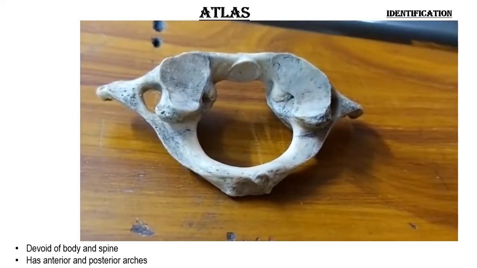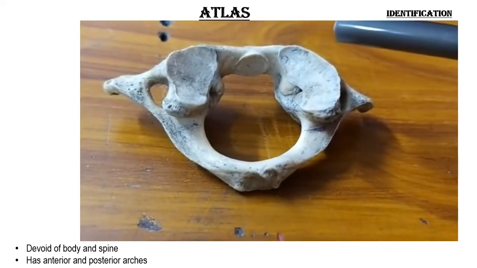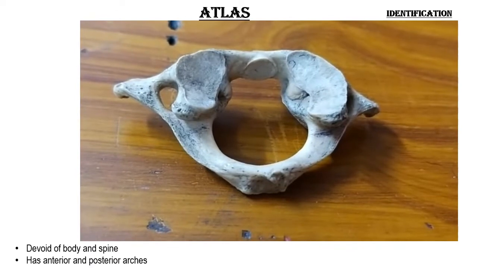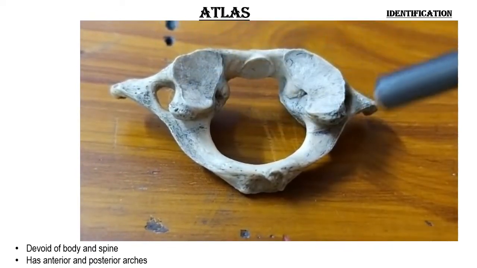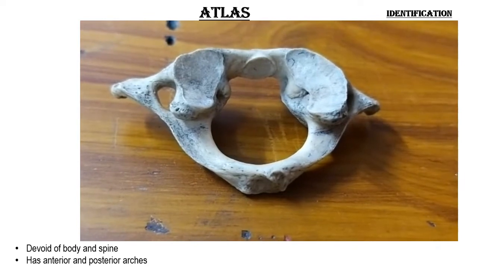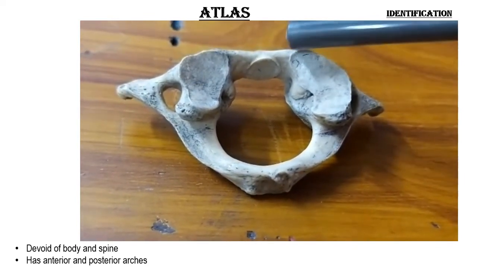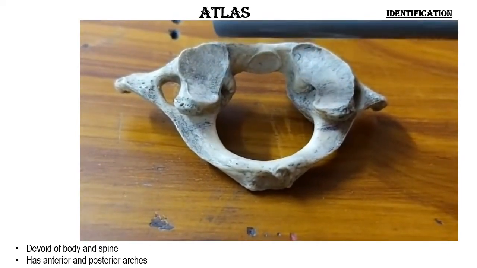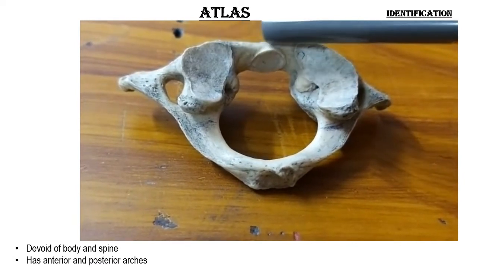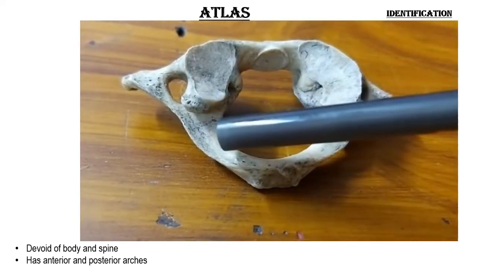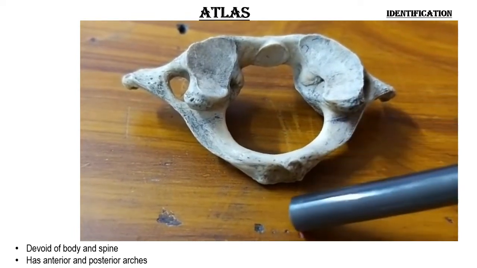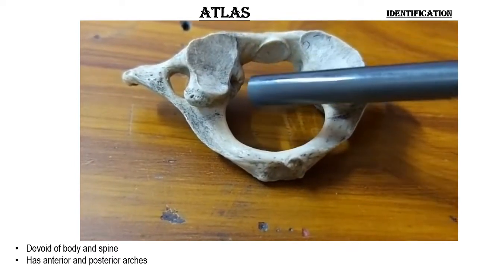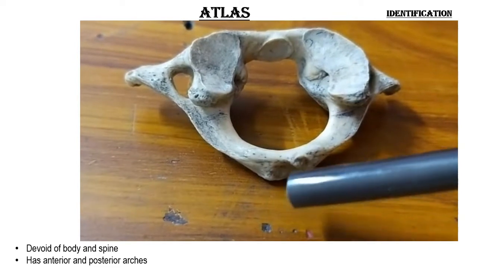The first cervical vertebra is called the atlas, and it is called atlas because it supports the globe of the head. The atlas is a ring of bone. You can see the ring here, and it consists of a pair of lateral masses. These are connected anteriorly by a short anterior arch and a longer posterior arch. And you can also see that it lacks a spine and lacks a body.